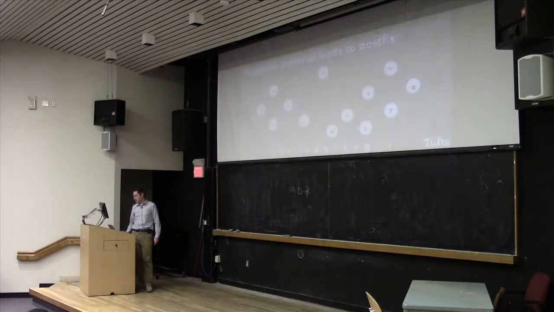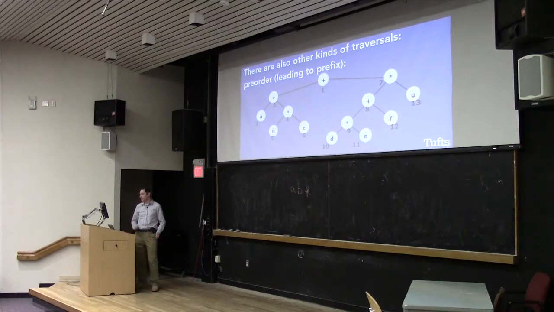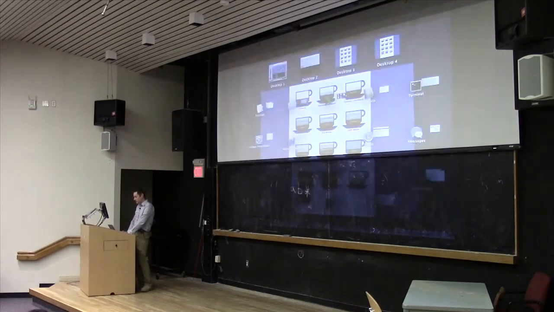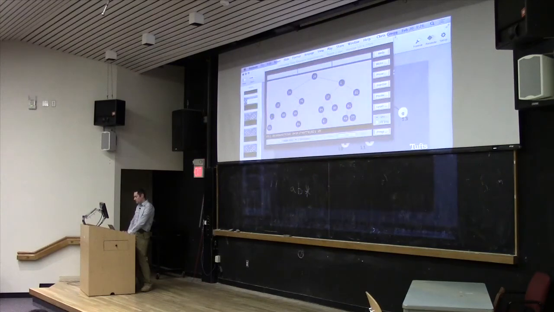OK, so that's postorder. Guess what? There's other kinds of orders as well. There's a prefix order, or a preorder traversal. Start here, print immediately, print immediately, print immediately. Go back up, print immediately, print immediately, print immediately, etc. Right? And that's the preorder direction, or way of doing it.